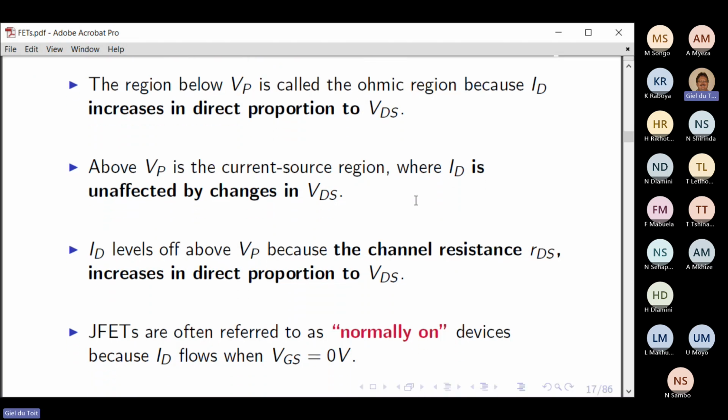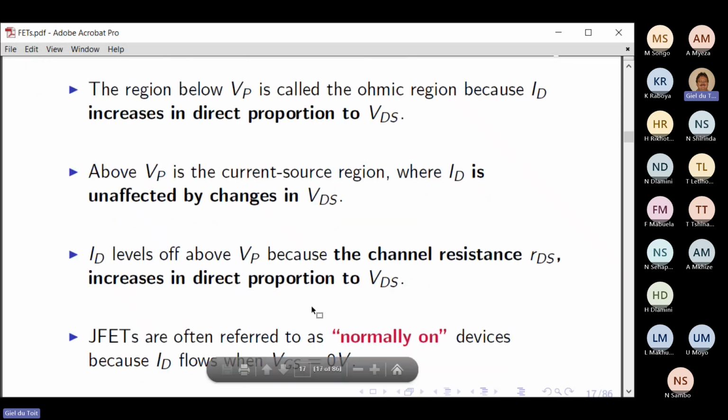FETs have very strange properties and we just have to take notice of them, and you have to learn this theory. JFETs are often referred to as normally on devices. In other words, even if we don't give a gate voltage and we make the gate voltage 0 volt, it means the current will still flow. So they are normally on. Normally on means the current will flow from the drain to the source. The drain source current will flow with 0 volt on the gate.